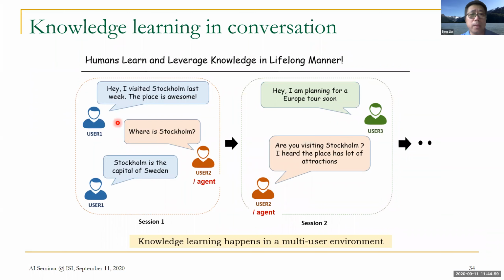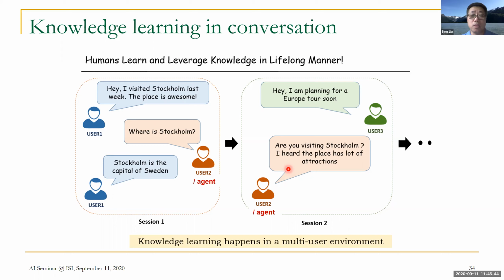So this is another example. Say this person says, hey, I visited Stockholm last week. The place is awesome. And for example, this is the agent, and the agent doesn't really know this place. They just say, where is Stockholm? The person says, Stockholm is the capital of Sweden. Then the agent just learns this. And next time, somebody else says, I'm planning for a Europe tour soon. And then the agent can say, oh, are you visiting Stockholm? I heard the place has a lot of attractions. So you can see, what you have learned you can carry forward.